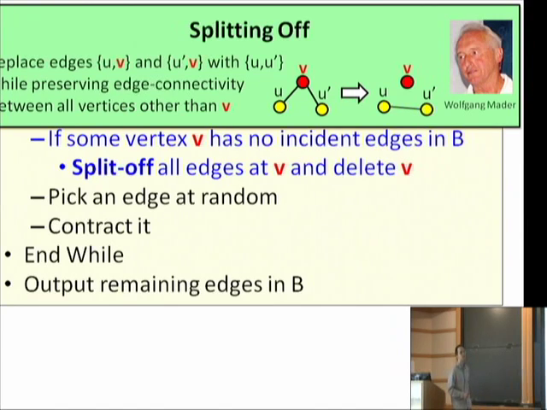So if you have a star, splitting off from the center of the star, you get a clique? No way? No. Oh, no, a cycle. Ah, a cycle, yeah. So two edges get merged into one edge.